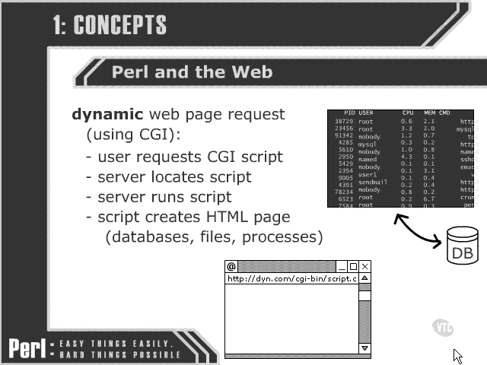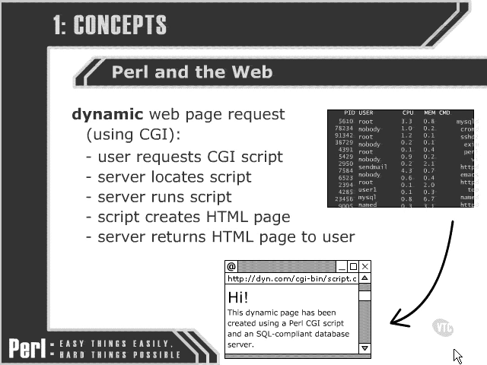This could be interaction with a database to draw particular information that the user has requested. Could be interaction with the file system, pulling information from flat files. Or it could be even talking to other programs. So the script can interact with other programs, run other programs on the server, and so on. Once the information has been created, the server returns the HTML page to the user, which can be viewed in exactly the same way as the static page could in the previous scenario.